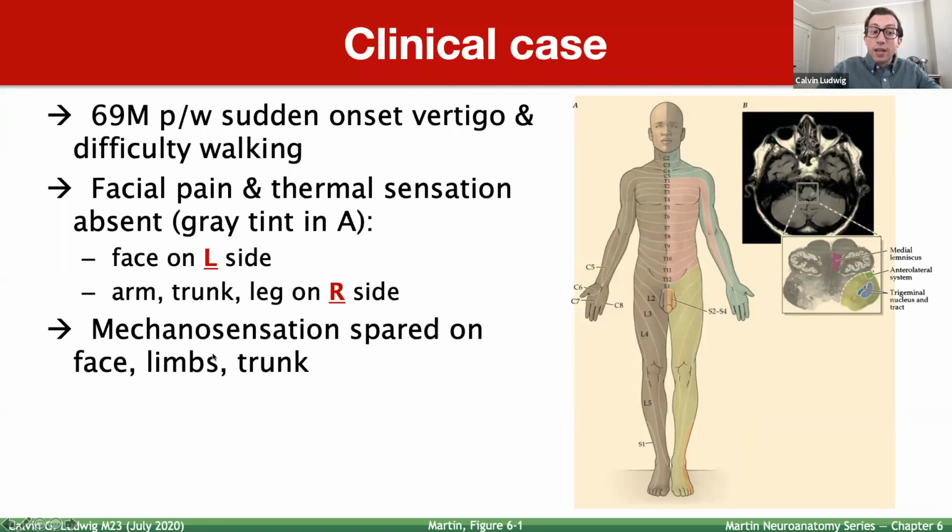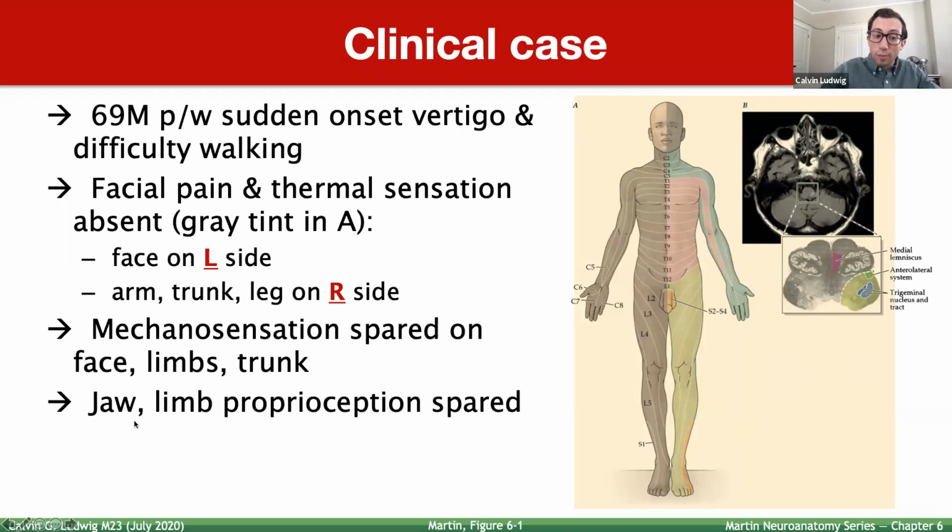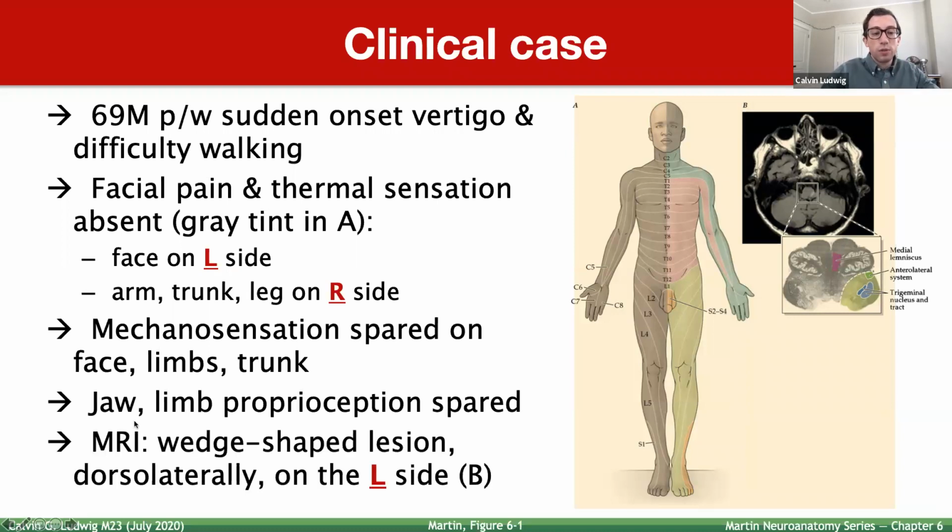And then mechanosensation is spared on the face, limbs, and trunk. So it's only the pain and thermal sensation. He can feel things touching him, but not pain nor heat. Jaw and limb proprioception are spared, so he knows where his limbs are. And then finally, on MRI, we have a wedge-shaped lesion dorsolaterally on the left side, showing up really quite small, but it is right here in that region there.